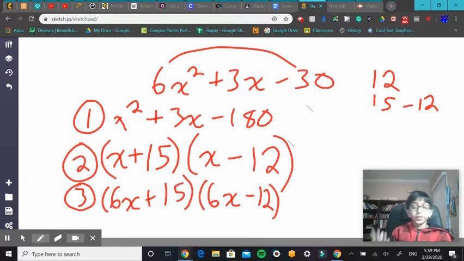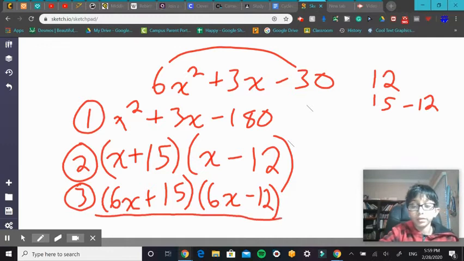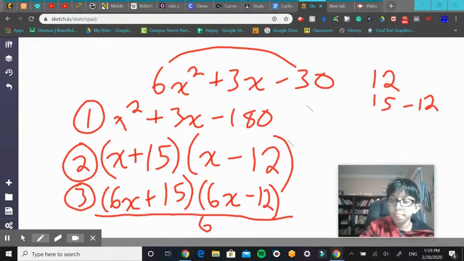Now, 6 times 6 is 36. So we need to take out one of the 6's. How do we do that? We divide it by 6. I'm getting crowded here, so I'll just move.